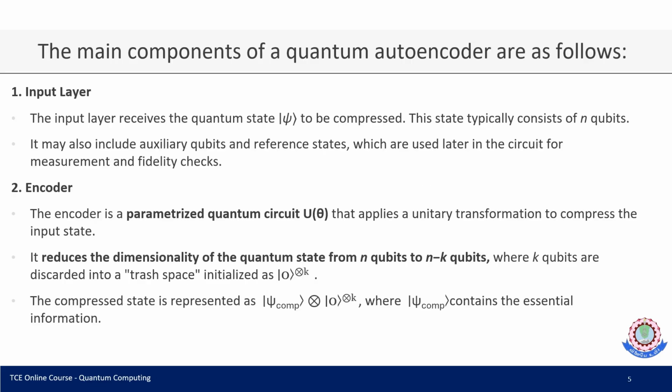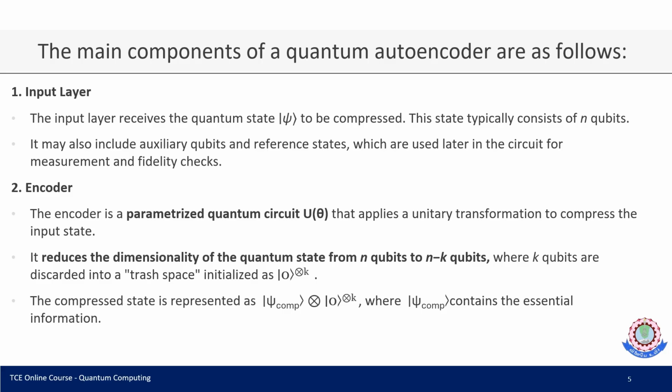The main components of a quantum autoencoder are as follows. The first one is the input layer. The input layer receives the quantum state ket psi to be compressed. This state typically consists of n qubits. It may also include auxiliary qubits and reference states, which are used later in the circuit for measurement and fidelity checks.